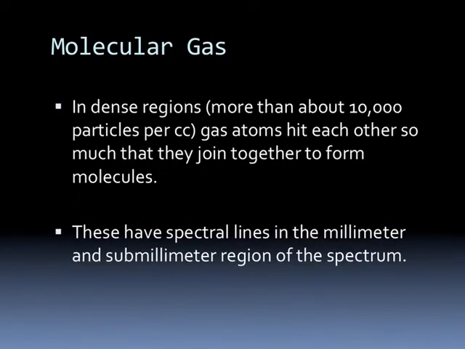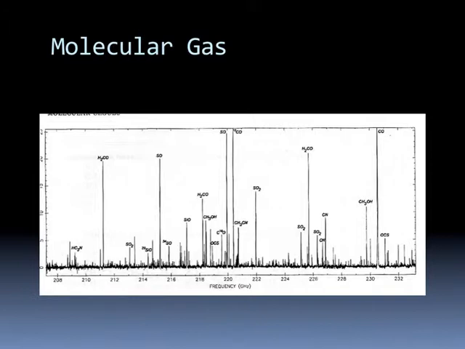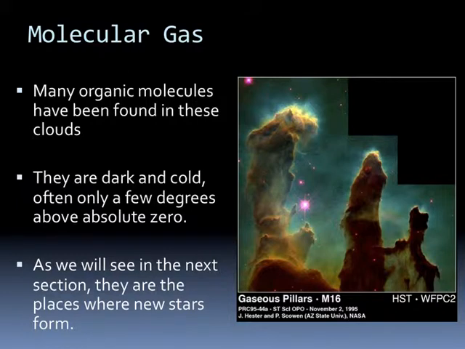In dense regions, more than about 10,000 particles per cubic centimeter, gas atoms hit each other so much that they start to join together and form molecules. These have spectral lines in the millimeter and submillimeter region of the spectrum. So if I look at a spectrogram and I see all these absorption lines, I see all these different organic molecules. Now, many organic molecules have been found in these types of clouds. These clouds are often dark and cold, often only a few degrees above absolute zero. As we're going to see in the next section, these are the places where new stars form.